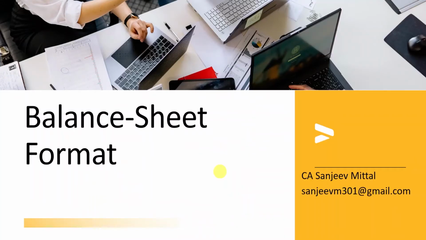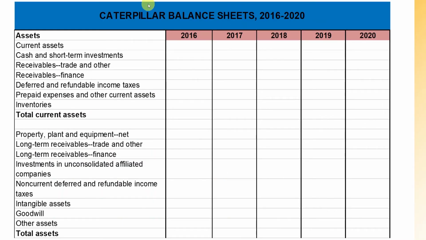I welcome you all. Let's try to see and understand the balance sheet format for Caterpillar Incorporated. So, inside the balance sheet, firstly, we will write assets, and inside the assets, current assets will be written. Inside current assets, cash and short-term investments, then receivables of two natures. One is trade receivables and the other is receivables for finance. After that, deferred and refundable income taxes will be written, and after that, prepaid expenses and then inventories.